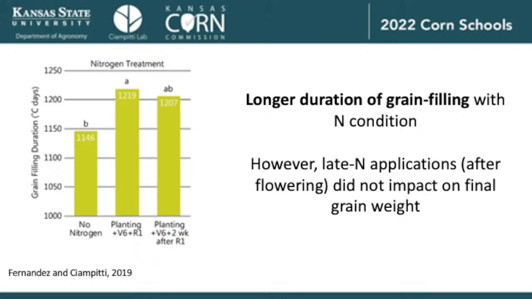And this is an example showing that on the kernel weight, if you don't have nitrogen, in many situations the duration for feeding the kernels will just shrink. So you have kernels that will be lightweight. Okay? And that's the problem of not having a good nitrogen nutrition.